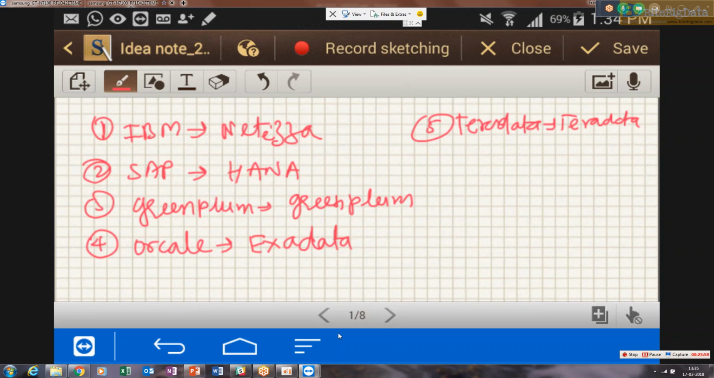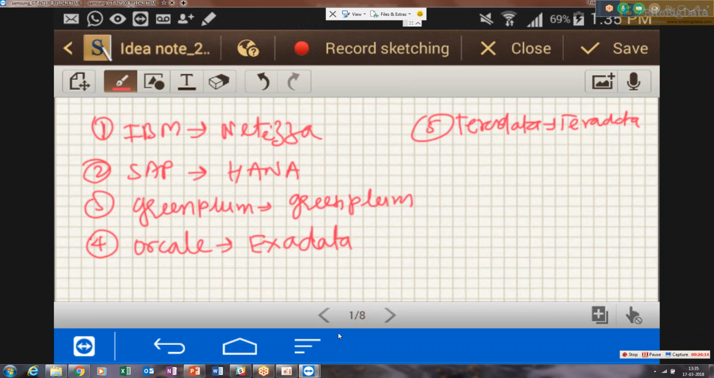So IBM did not even have very good business with Netezza, and most of the Netezza projects might be either closed or being migrated to Hadoop. So they faced a very great loss in that.